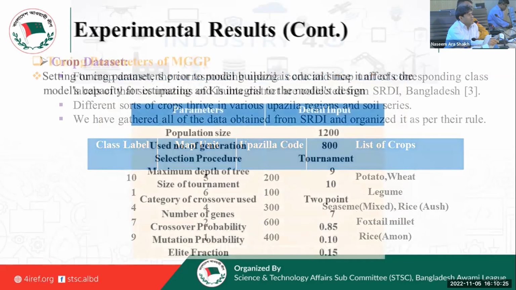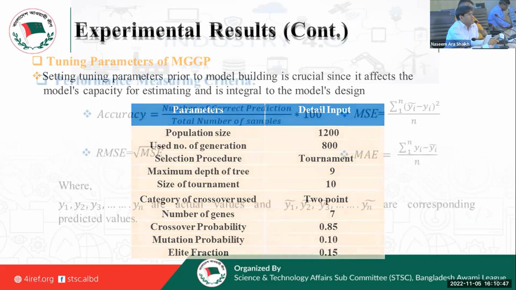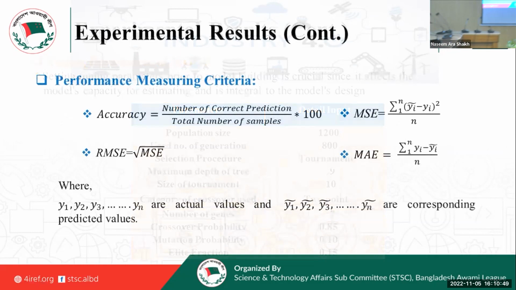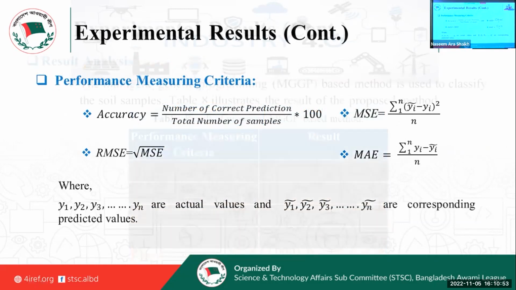And at first, we have to build the computational model. So to build the computational model, we know that we have to set some parameters, like population size, number of generations, category of crossover, number of genes, crossover probability, mutation probability, like this. And in this case, we used these values for these parameters. And this is our performance measuring criteria: accuracy, root mean square error, mean absolute error, like this.